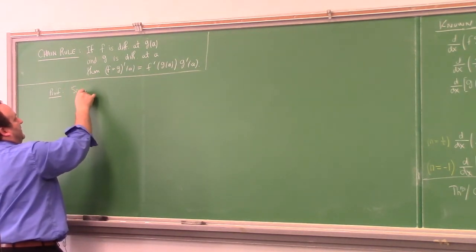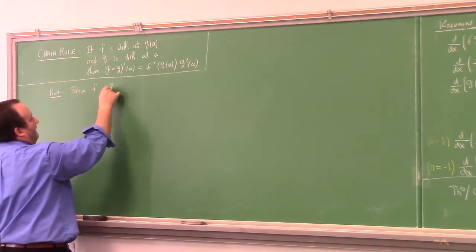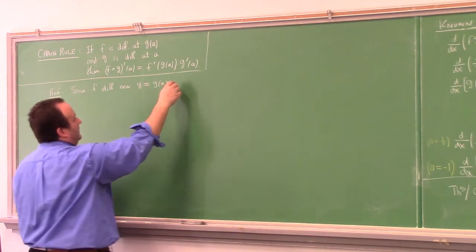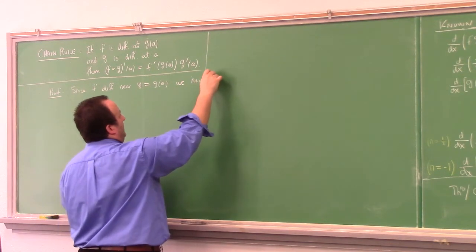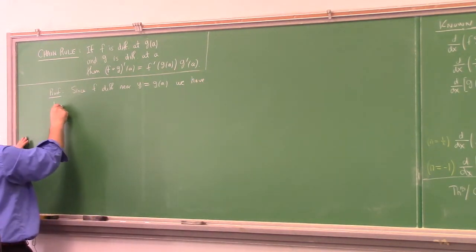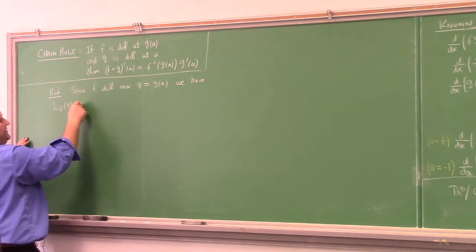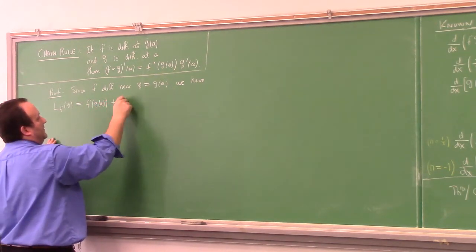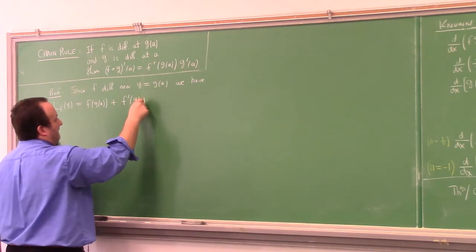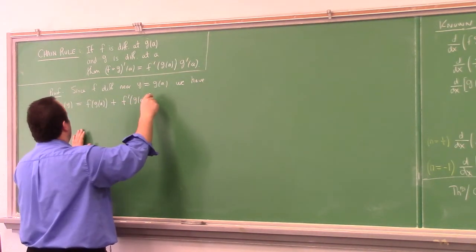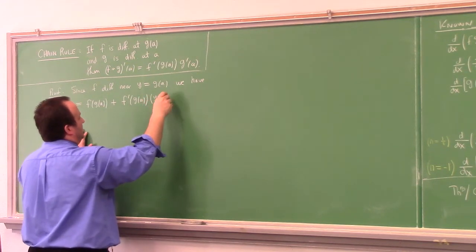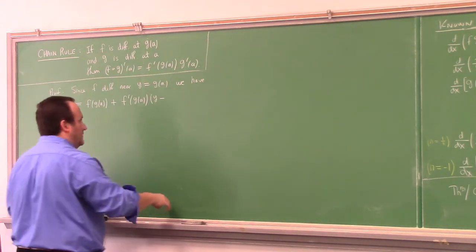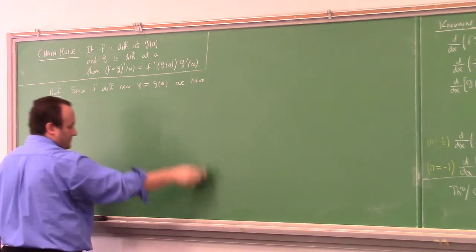What I mean by that: since f is differentiable near, let's say, y equals g of a, we have the linearization of f of y at g of a is equal to f of g of a, plus f prime of g of a times y minus, oh goodness gracious, I'm so sorry. I meant y plus h.